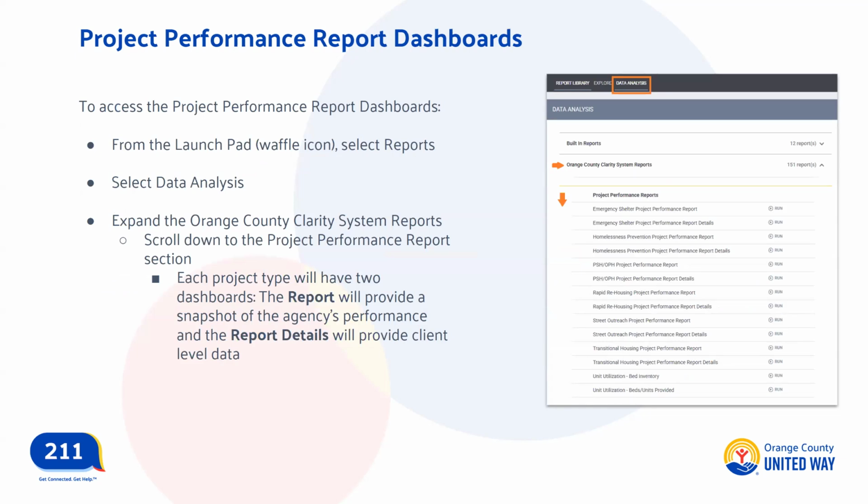And we also want to share how to access the PPR dashboard on Clarity. On the Clarity website, you'll go to the Launchpad, which is the waffle icon, and select Reports. You'll then go to the Data Analysis tab as shown in the image to the right, and you'll expand the Orange County Clarity System reports and scroll down to the Project Performance Reports section. Each project type will have two dashboards. The report will provide a snapshot of the agency's performance, and the report details will provide client level data.